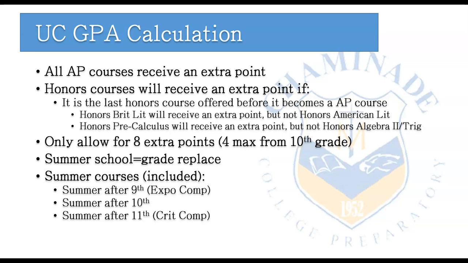When you are filling out the UC application and you are on the academic part putting in your courses for grades 9th through 12th, you will see on the right-hand side what is denoted honors credit, HL, or not, NH. All AP classes will receive the extra point.